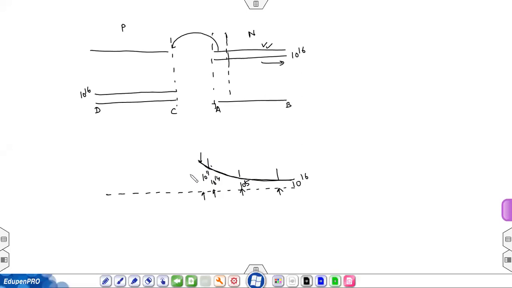And in case of a p, अगर आपको same चीज show करनी है इसके ऊपर, so you wanted to show like this. So the p should be like this, and the n should be like this. And here you have a junction in between. This is your junction. Okay. What this band showing?